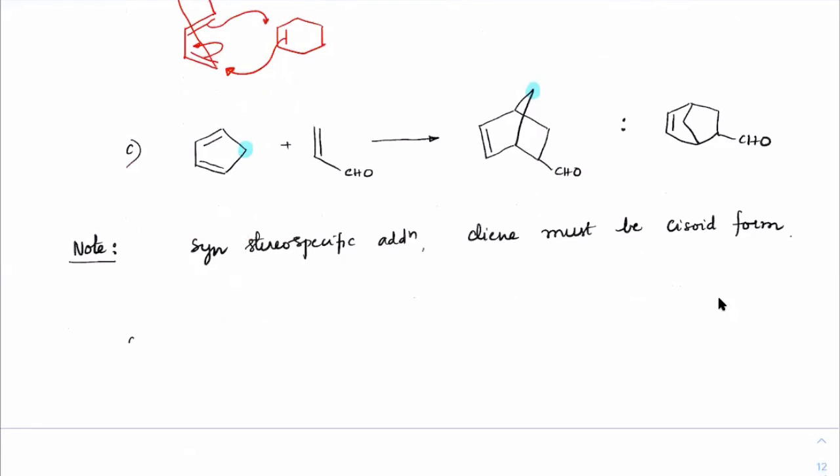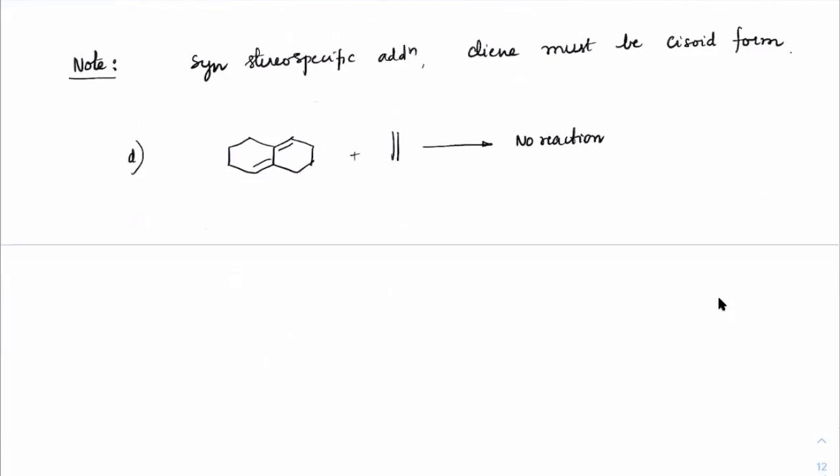For instance, if we have a diene this way, double bond is here, double bond is here, and I'm trying to treat that with a dienophile. This will not make any reaction. No reaction. Reason being, you can see this is a transoid form, and this bond is also restricted. We cannot move that bond or rotate that bond so that it can convert into a cisoid form. Hence, no reaction will take place here.